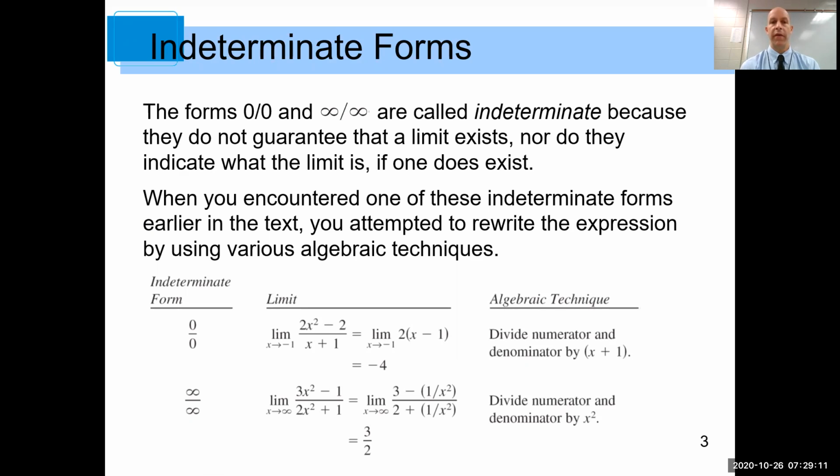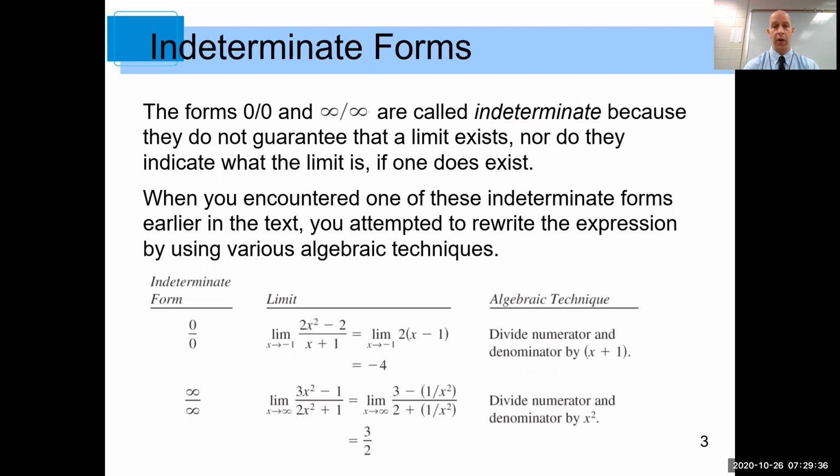So the forms 0 divided by 0, infinity divided by infinity are called indeterminate forms because there's no guarantee that the limit exists, nor is there any way for you to indicate what the limit is if it does exist. In other words, literally it could be any possible value or it could be DNE. When you encounter one of these indeterminate forms, you attempt to rewrite the expression.